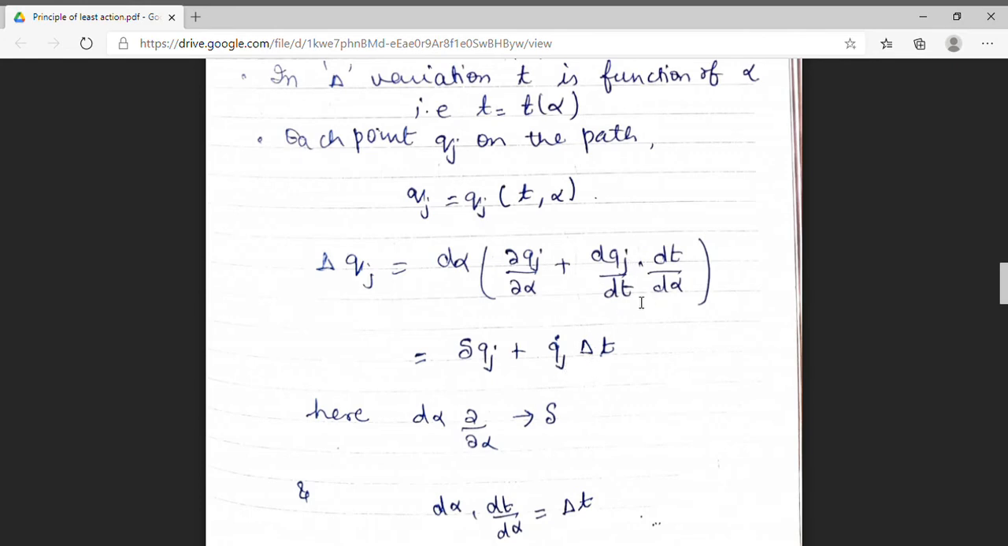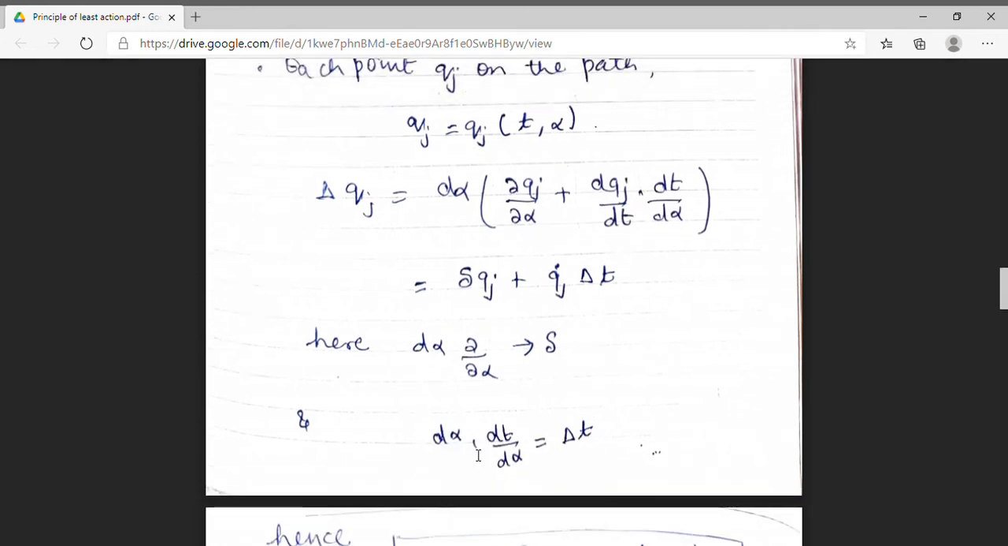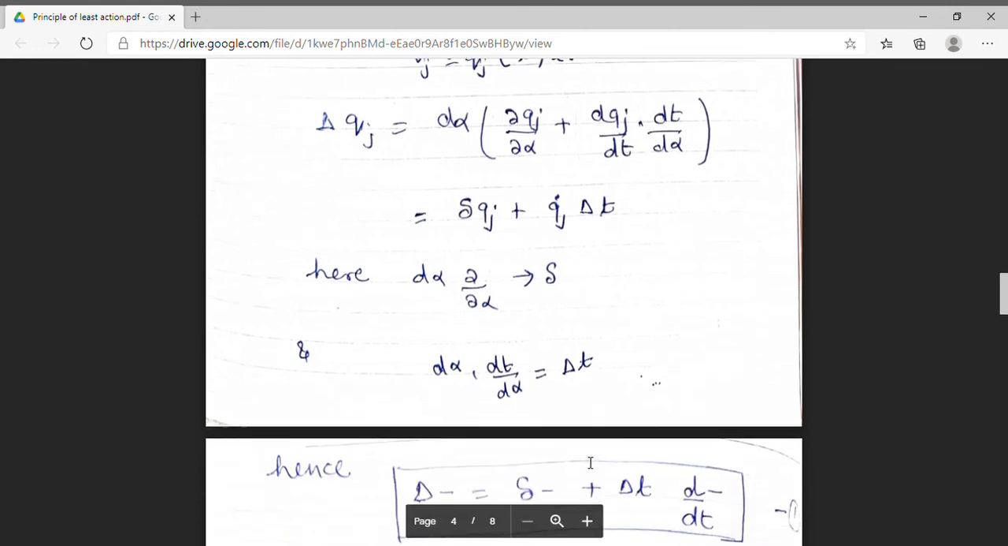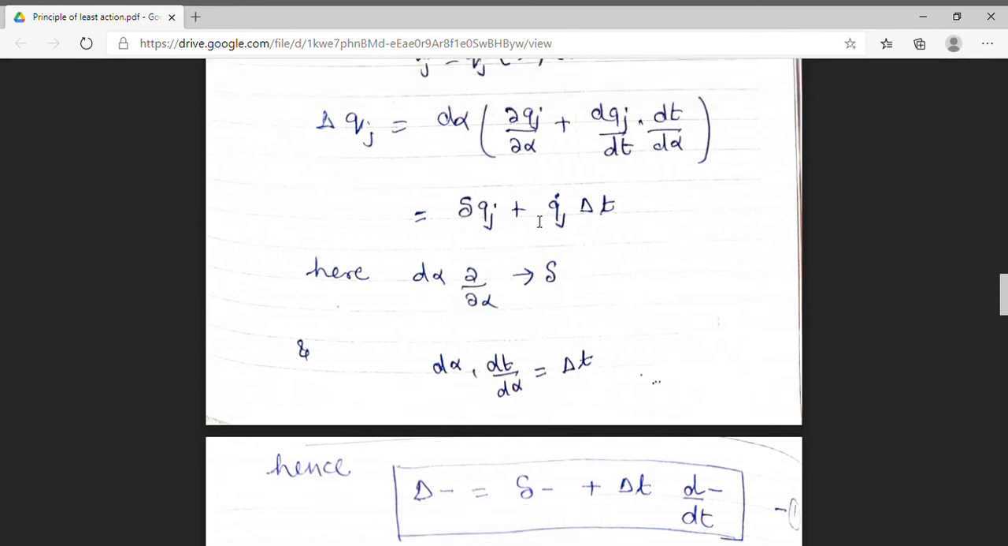And since there is a variation of time along with path, dα/dt by dα will be δt. Hence, we can represent the parameter Δ by a function δ plus δt d/dt. So, we have expressed our parameter Δ in this form, an important form which we will be using earlier.